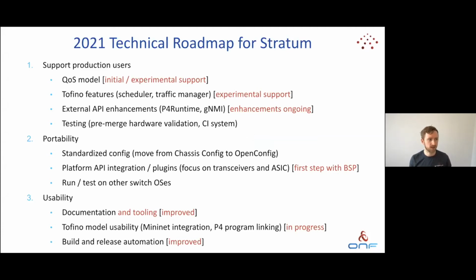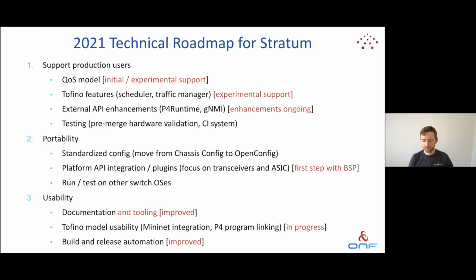So as Max mentioned, we've made good progress on QoS modeling, exposing additional Tofino features like the scheduler and traffic manager, traffic shaping. And we've also continued to make external API enhancements that have been required by some of the control plane applications. We still have plans to improve testing throughout the year. I mean, testing is kind of a continuous thing, but we don't have any major updates on that to report so far this year.